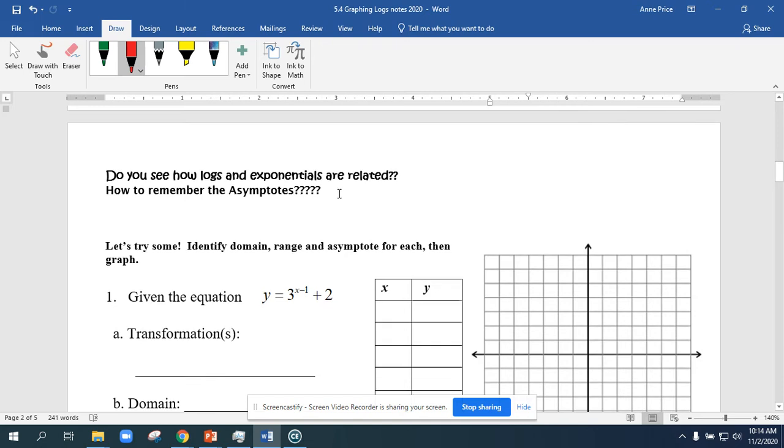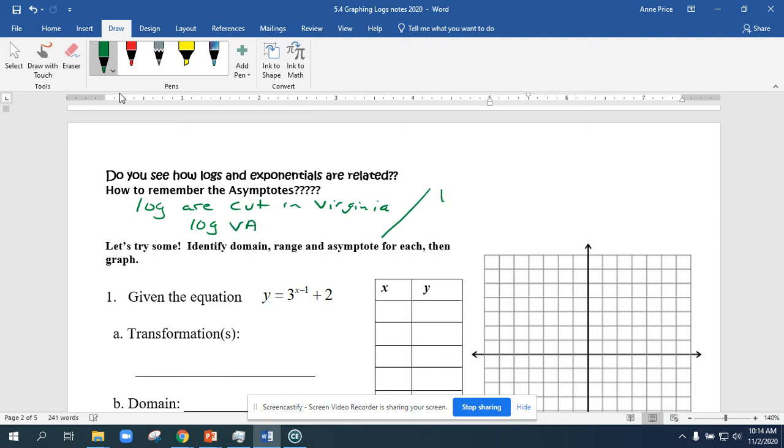Okay, so how do you see how logs and exponents are related, and how do you remember their asymptotes? Well, a few years ago, I had a student come up with a saying, and it doesn't quite make too much sense, kind of like the word PEMDAS, but it helped them. And they said logs are cut in Virginia. All right, the good old state of Virginia. And I don't know how many logs are actually cut in Virginia, but they said that. So logarithmic functions have vertical asymptotes.